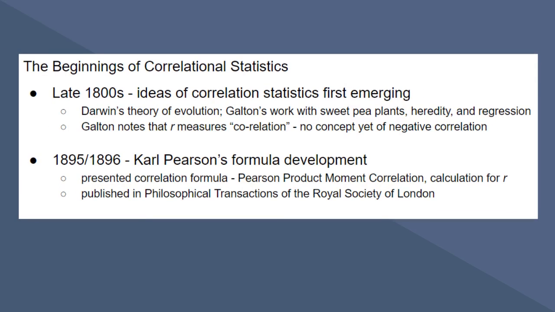In the early 1800s, Sir Francis Galton added to Charles Darwin's theory of evolution. He's responsible for R measuring correlation. Later on in the same century, Carl Pearson created a formula for calculating correlation.